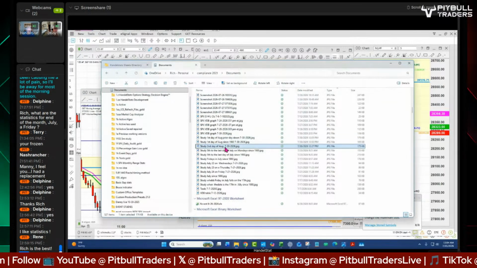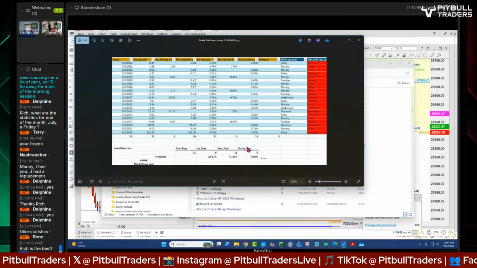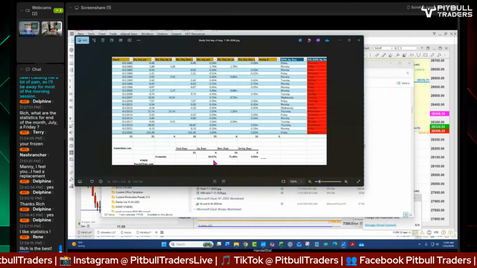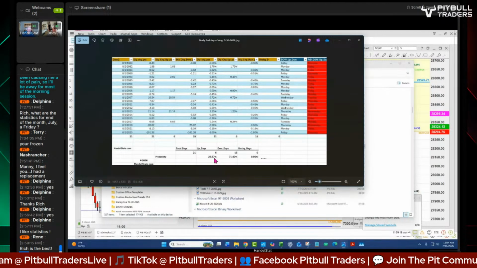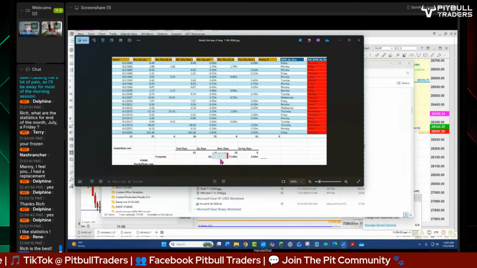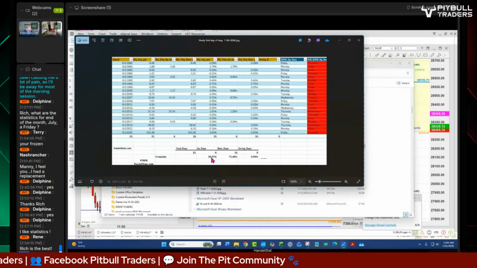Second day of August. Here's the second day of August. I already did this, so just look at this. Second day of August. Look at that. Second day of August is bad. 71% of the time it's down. And I think this is when it was a Tuesday too. So second day of August, when it's a Tuesday, it's down 70.